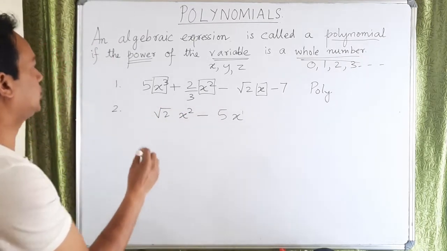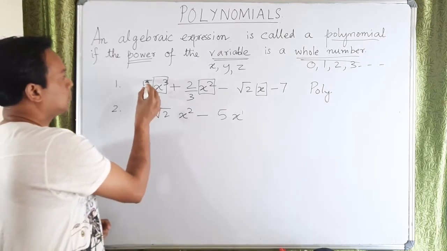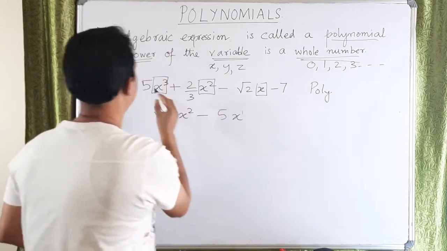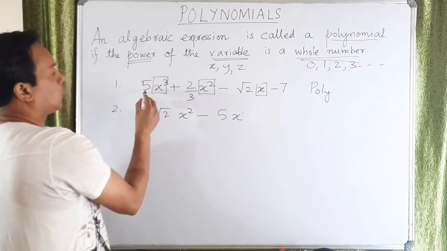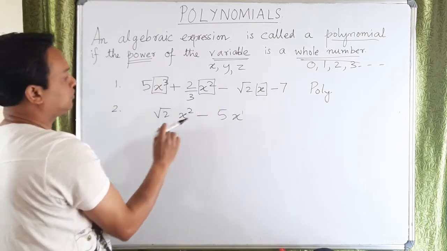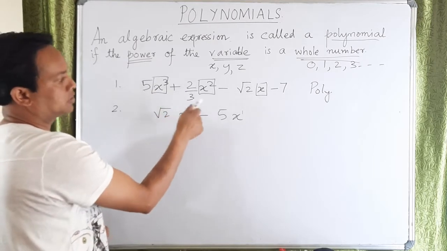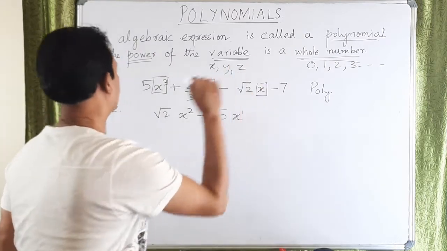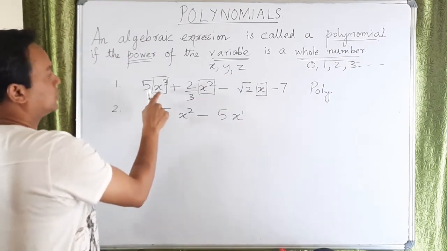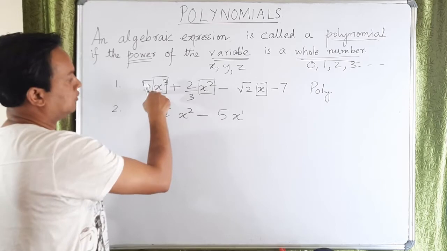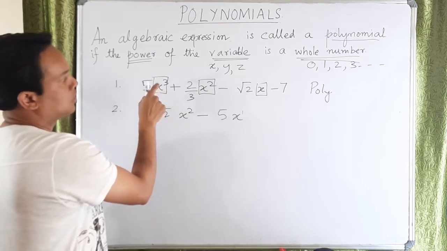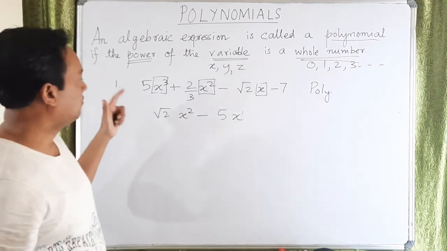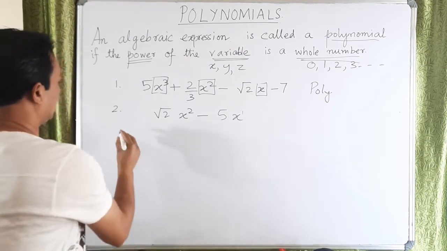Anyway, first of all, let me explain these numbers. These are any real numbers, and they are called constants because their values will never change. Here 5 is a constant, 2 by 3 is a constant, minus root 2 is a constant, and minus 7 is a constant. The values will not change. Here, the value of x might change. We can put any value we like in place of x, so this is called a variable. So these two terms should be very clear: constant and variable.